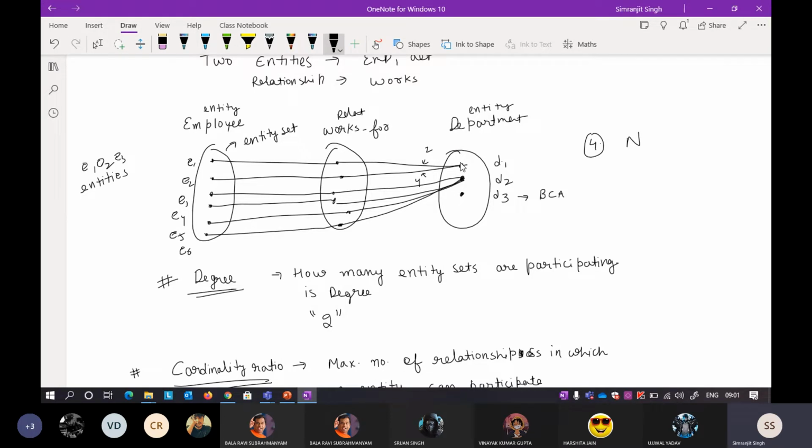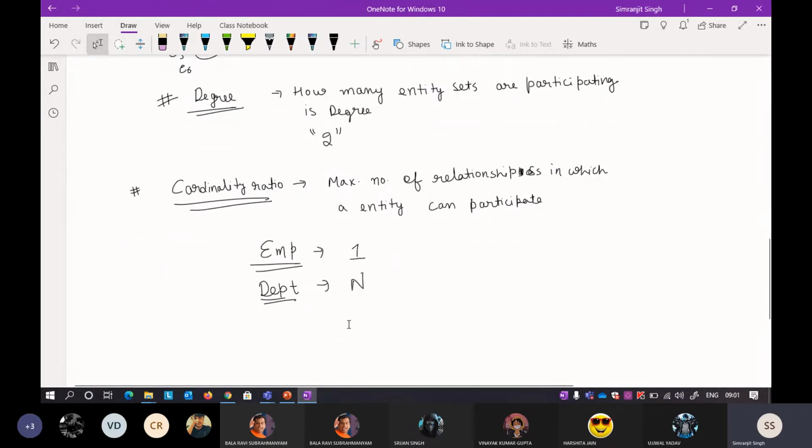So from the department side, the maximum number of relationships is whatever the number of employees in a department is. I do not know the number of employees, so I'm just saying it is more than one. I will say n. Till here, if you have any doubt.